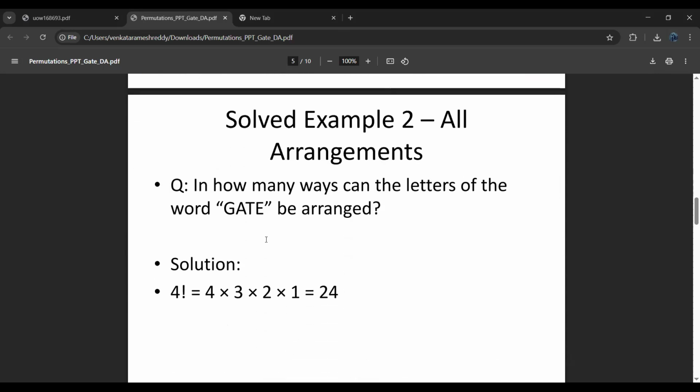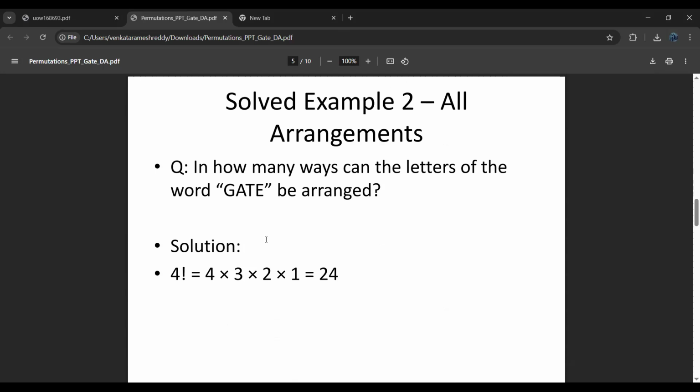Next one. Here see, in how many ways can the letters of the word GATE be arranged? So there is a word called GATE, and they are asking in how many ways it can be arranged. There are four letters, so GATE can be arranged in 4P4 ways. So 4P4 means 4 factorial, because all are distinct letters. The number of distinct arrangements in permutations is n factorial. Here there are four alphabets. So that's why 4 factorial, that equals 24.